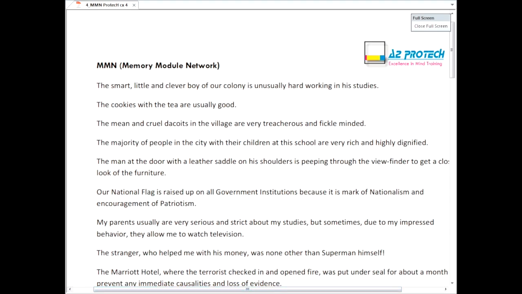First one: The smart, little and clever boy of our colony is unusually hardworking in his studies. Okay, so how to understand this sentence, how to apply MMN to this sentence, and what benefits do I get if I apply MMN, I will tell you now.